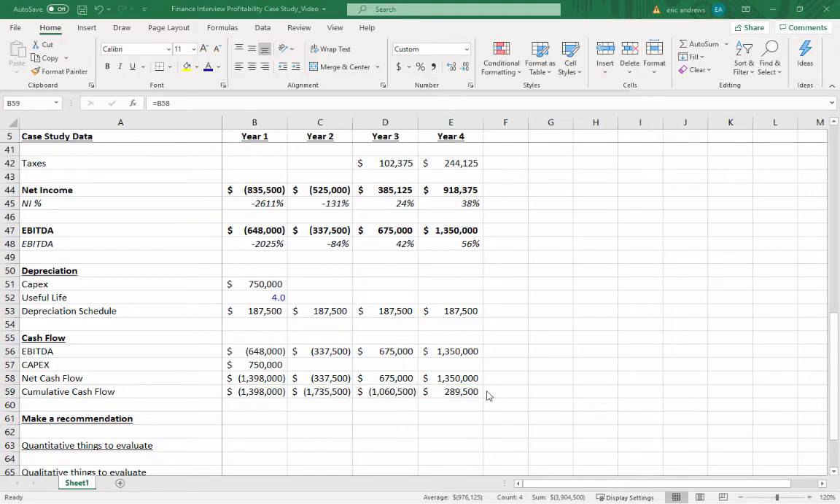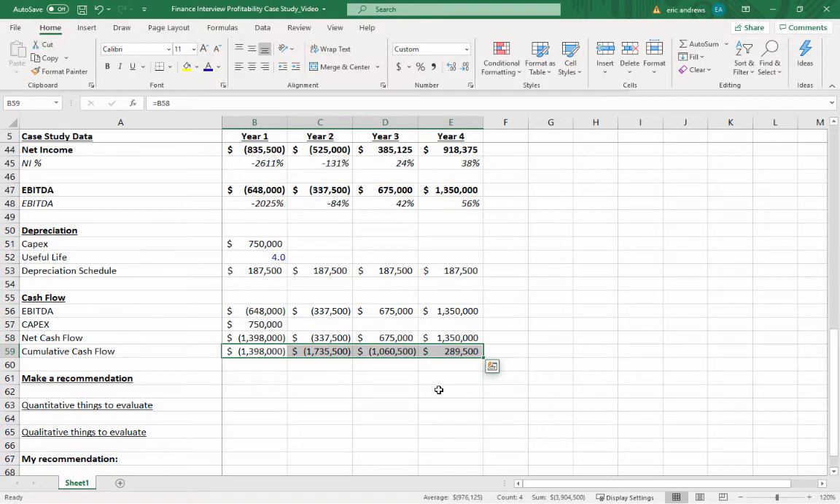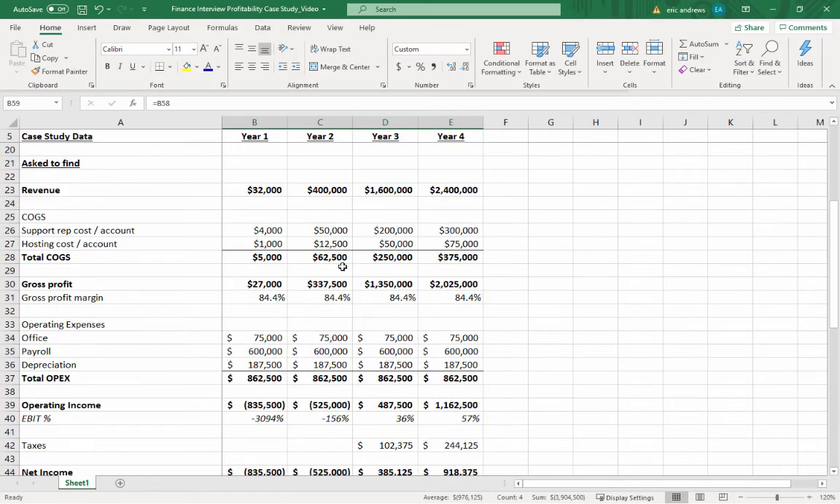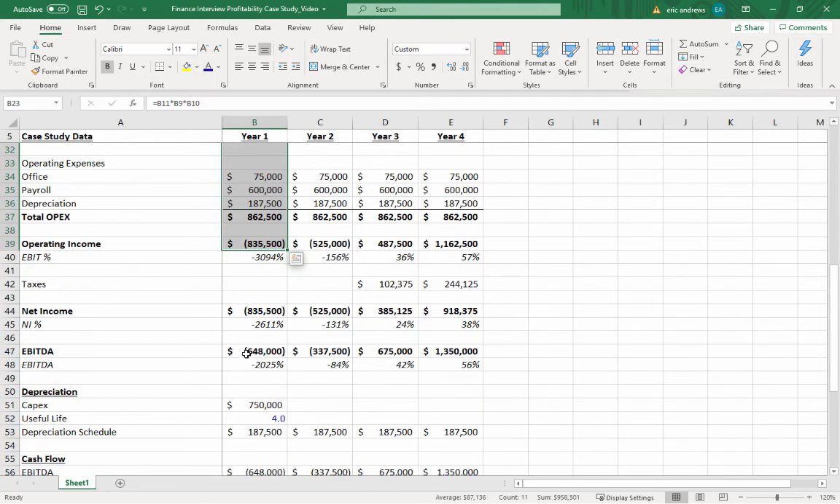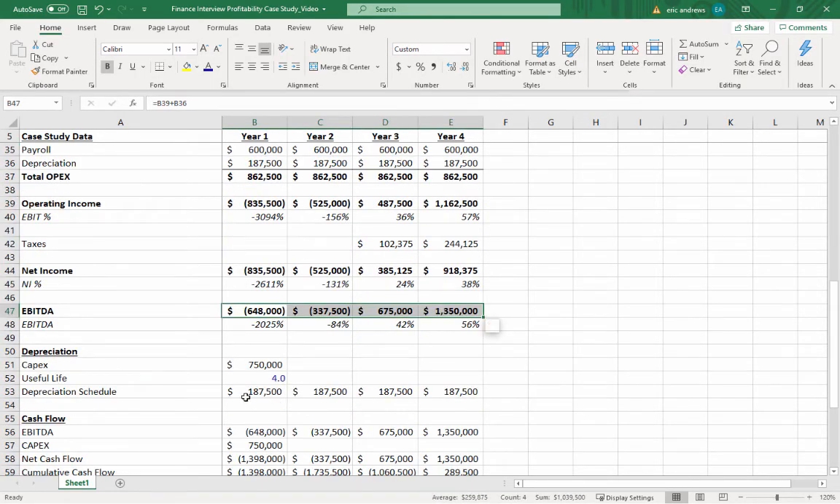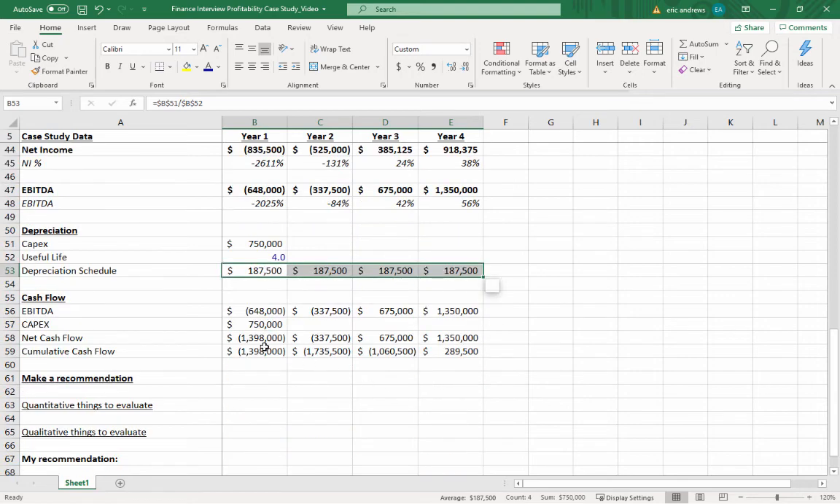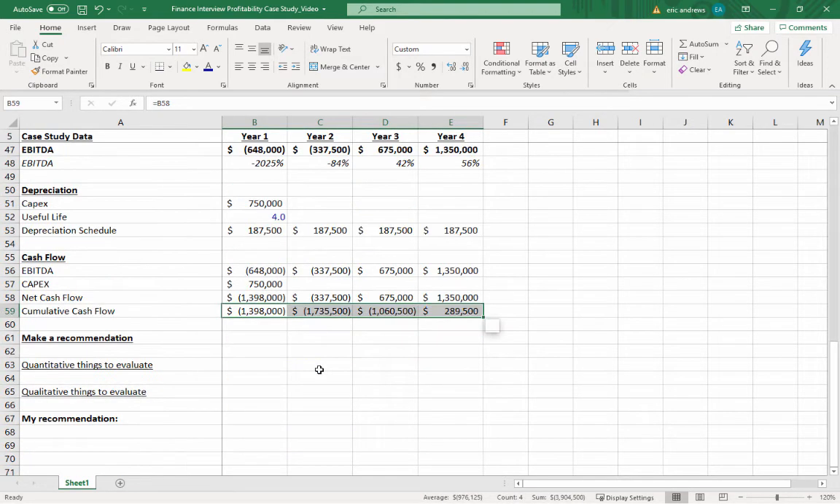So what else can we be looking at here? Well, I think this is the time, given that we've crunched all the numbers, we've solved the case study, we have the full P&L here, we even broke out EBITDA, we created a depreciation schedule, and then we actually looked at our cash flow. Now we want to make a recommendation. Look at this information and figure out what it means.